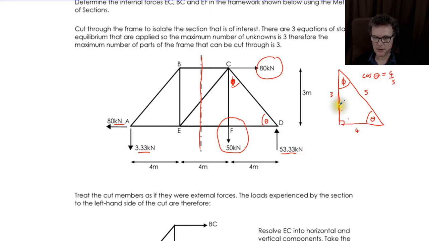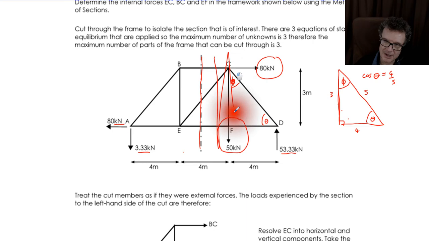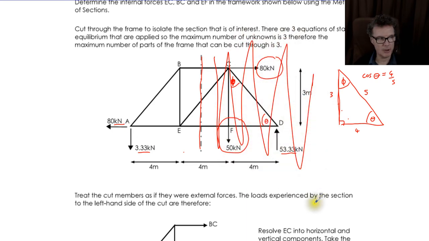Alright, so the first thing that we do in method of sections is we choose which side of the framework we're going to get rid of. Normally we keep the left hand side unless there's a particularly good reason to want to throw the left hand side away. This one is really designed so that you want to throw the right hand one away, because you've got these 3 forces, whereas on the left hand side we've got 2 forces. So that's the one that definitely we want to get rid of.